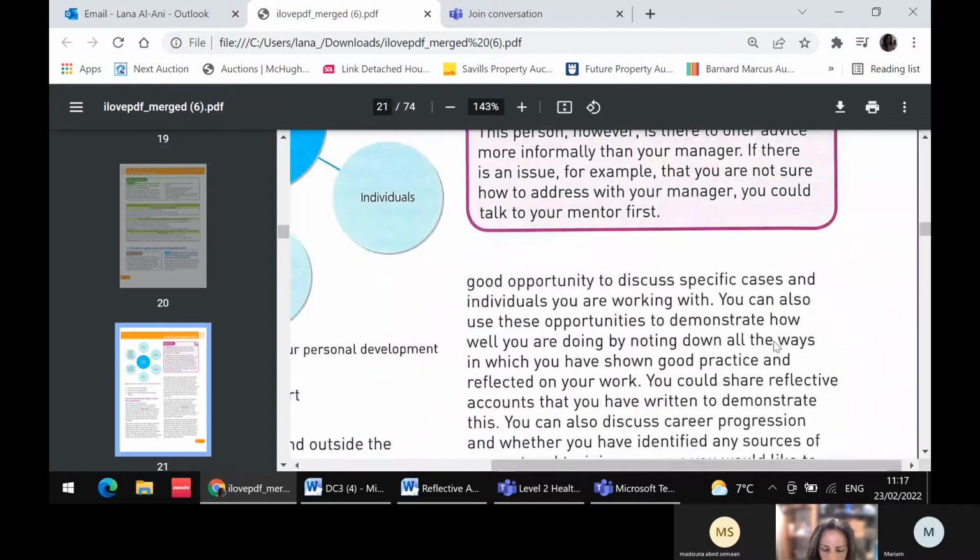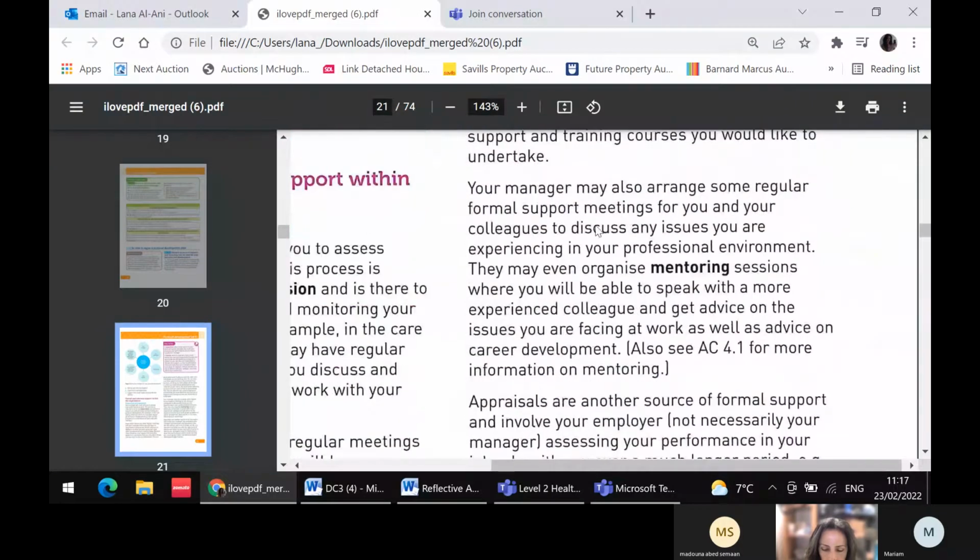Also, you can talk about the monitoring they do in the organization of your work. Then you can get a lot more knowledge and skills from your manager. Your manager may also arrange some regular formal support meetings, where they will meet with you and discuss your performance and professional development. They discuss training if you need it.